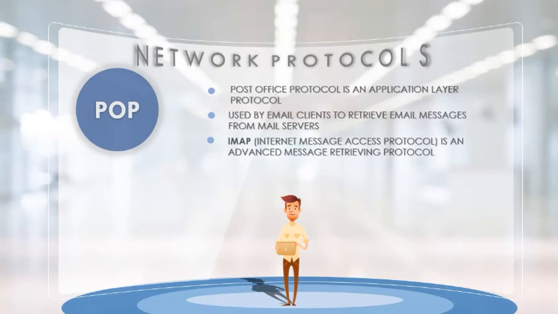Okay, so the latest version is POP3, Post Office Protocol 3. It is used by email clients to retrieve email messages from the mail servers, to receive email. That is the purpose of the POP protocol. IMAP, Internet Message Access Protocol, is an advanced message retrieving protocol compared to POP. The SMTP server hands messages to another server that processes incoming messages, usually POP or IMAP. SMTP uses TCP port number 25 for standard communication.